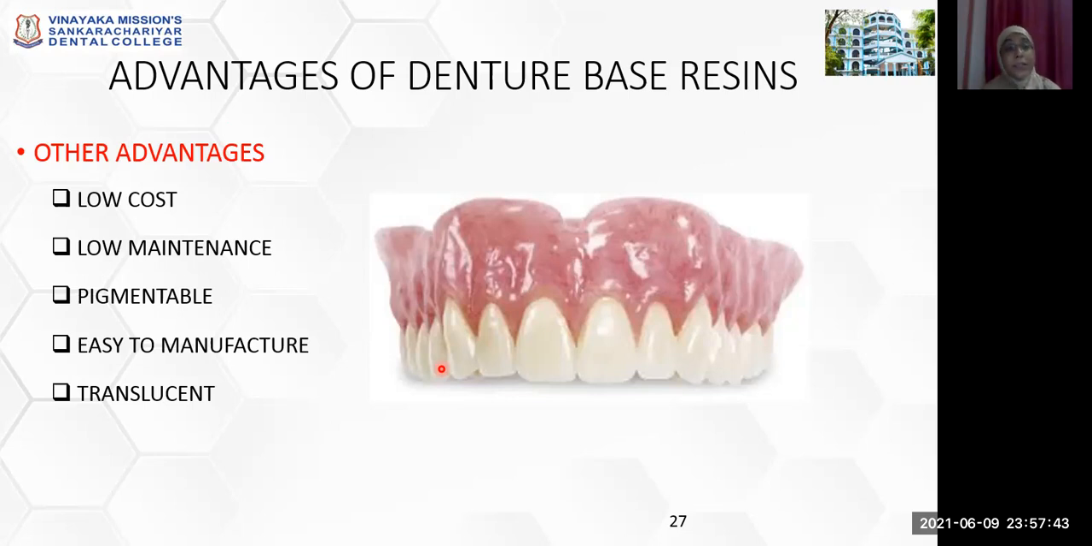Another advantage of these denture base resins is that the cost is significantly low. Imagine a person having all teeth made up of ivory or swaged with gold, or vulcanite teeth swaged in a gold denture base. All this is definitely going to be costly compared to denture base resin. So this had a low cost, low maintenance, and it was pigmentable. For different patients you can use different pigments and bring about natural aesthetics. Also, manufacturing was very easy, it was translucent, and even if you had to repair the denture, it was possible.